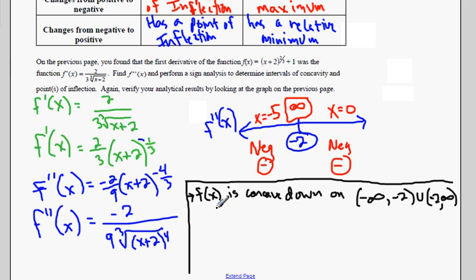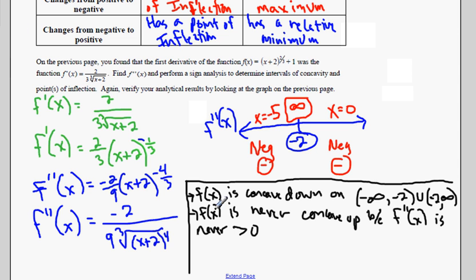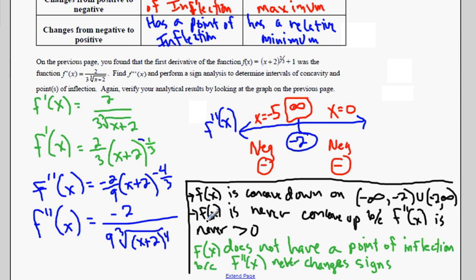So what can I conclude? I can conclude that the original function is concave down on the interval from negative infinity to negative 2, not including the negative 2, and negative 2 to positive infinity. So pretty much everywhere but when x equals negative 2. Why? Because the second derivative is negative. And the original function is never concave up because f double prime of x is never greater than 0.